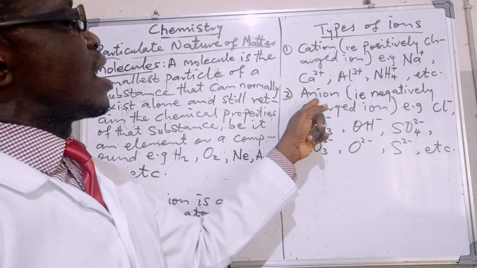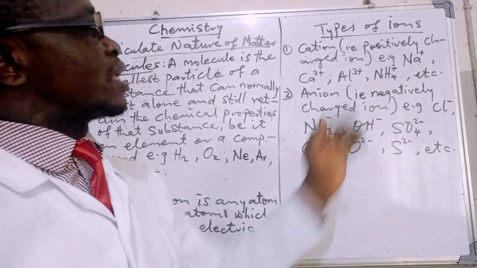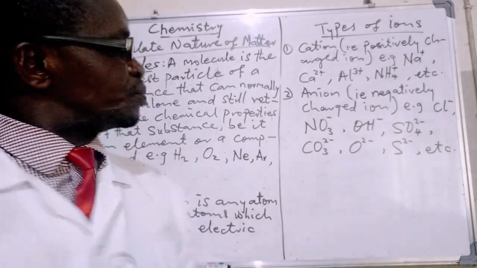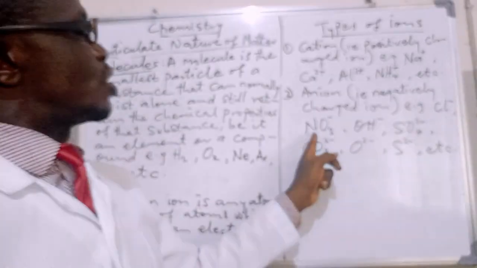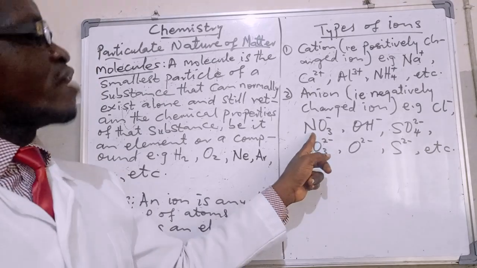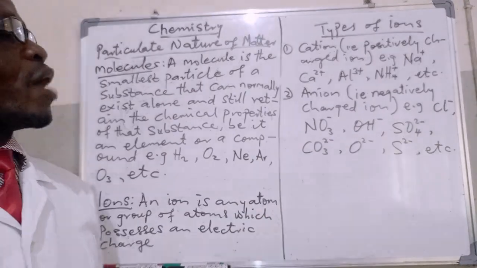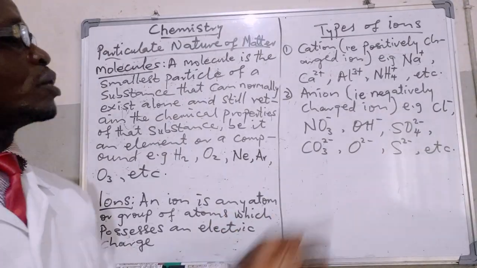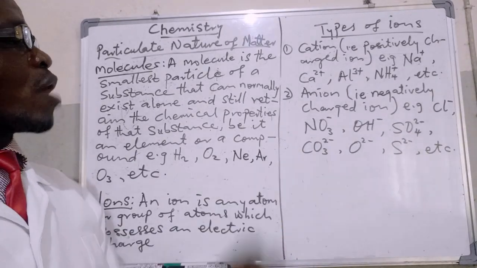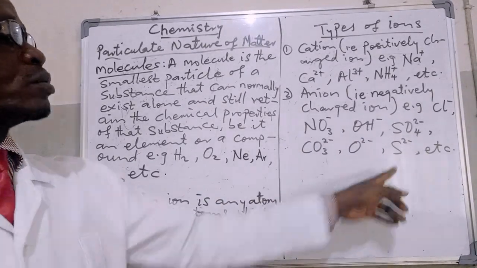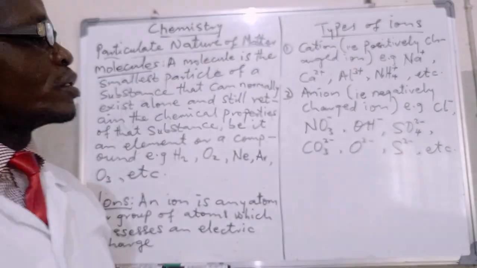We also have anions, those ones that are carrying negative charge. Examples include chloride ion, nitrate(V) ion, OH, hydroxide ion, tetraoxosulfate(VI) ion, trioxocarbonate(IV) ion, oxide ion, sulfide ion, and so on and so forth.